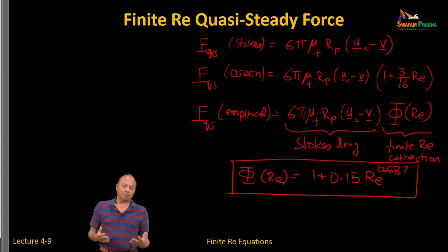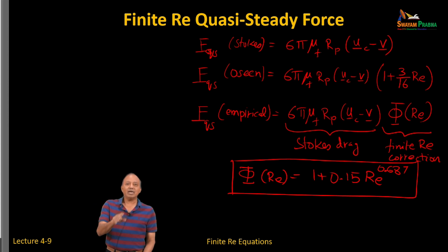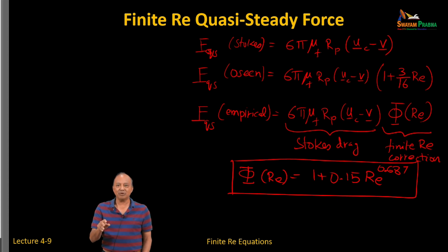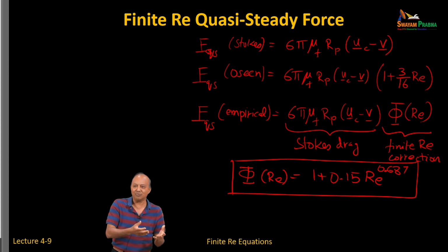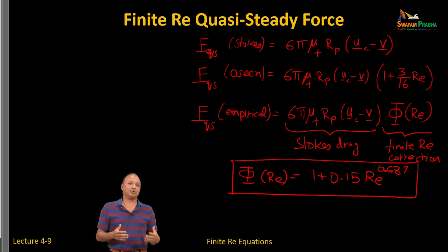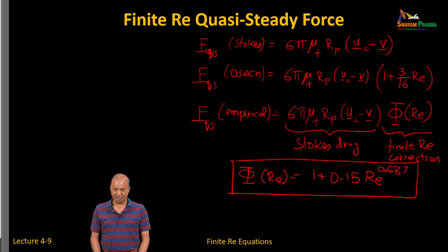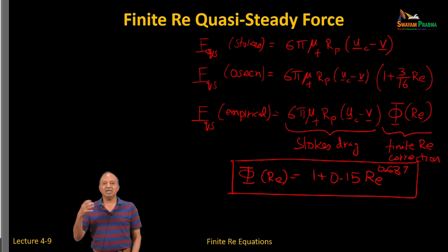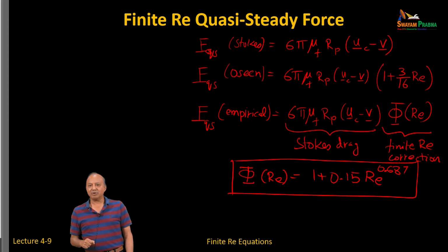So the point is, why did we spend a lot of time deriving BBO and the Maxey-Riley-Gatignol equation? Because everything else is built on top of that. That is the basic form, and we are just going to tinker with that. If we don't understand what we started with, it's not going to be very easy. So finite Reynolds number effects are always going to be written as some correction. For the quasi-steady drag, it's the finite Reynolds number correction.